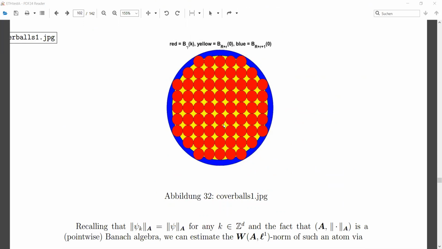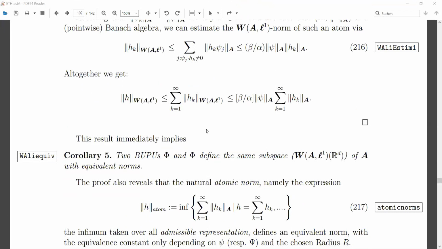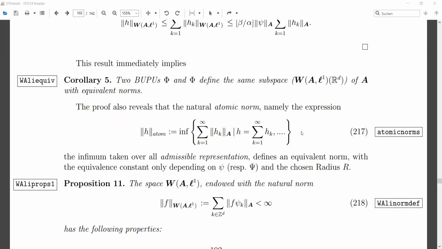So the norm of each atom can be controlled by the ordinary norm for a given BUPU. And if you sum over all the atoms, you're getting a double sum and everything is fine. Of course, the proof shows that the infimum over all possible representations is a norm which is equivalent. Usually I call the sum of all these A norms of the building blocks the price of a representation. So an admissible representation is a representation with the side condition that atoms are bounded by the box of fixed radius, and they're all in A.